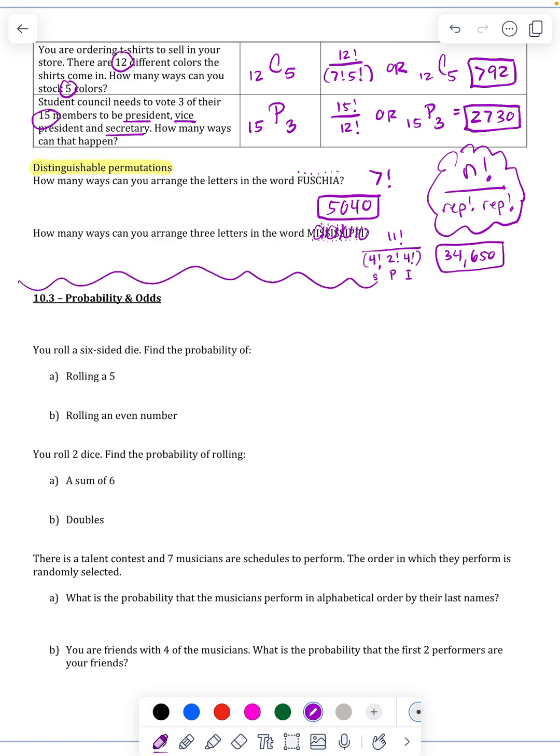So hopefully that helps, because tomorrow we're going to start probability, and that requires us to count up all the ways stuff can happen. So that's what we've been learning.